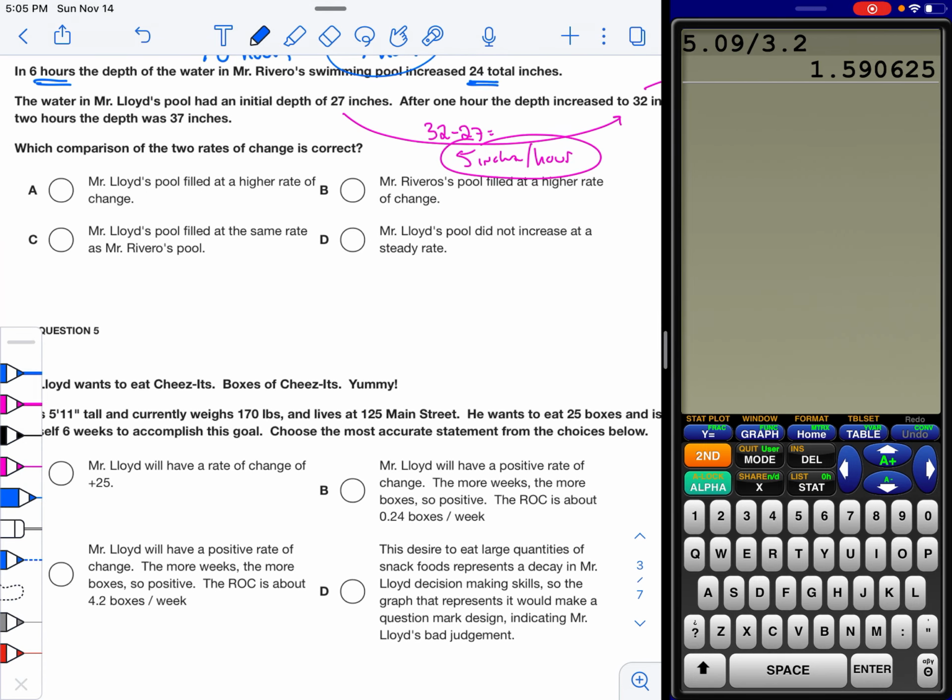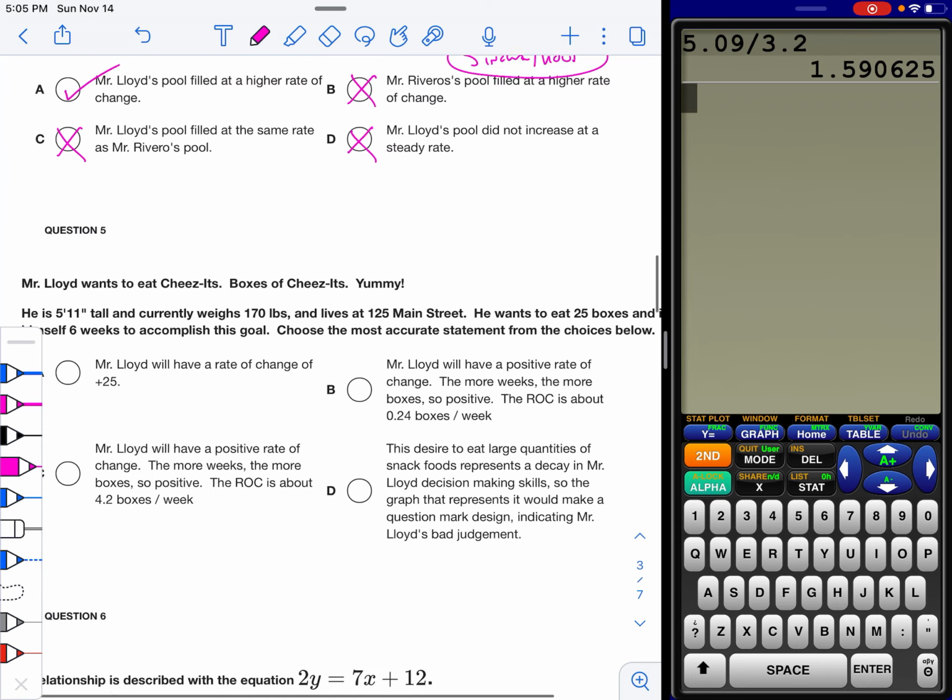So let's see what we want to choose. Mr. Lloyd's pool filled at a higher rate of change. Yeah, it did, 5 compared to 4. Mr. Lloyd's pool filled at the same rate? No. Mr. Rivero's pool filled at a higher rate? No. And Mr. Lloyd's pool did not increase at a steady rate? No, that's false. So there we go.